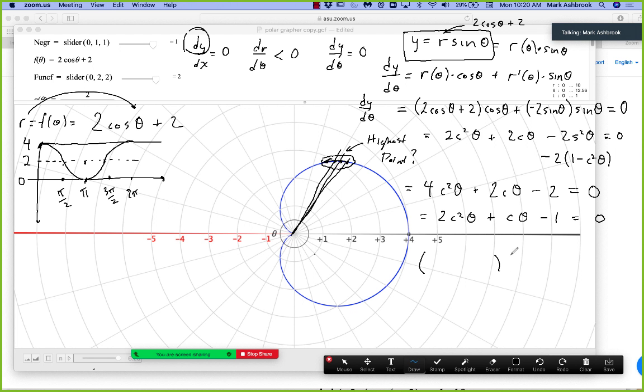So can it factor? I've got to multiply to negative 1 and add to positive 1. Can I do that? I need a negative 1 and a positive 1, and then the inner and outer terms have to add up to positive cosine. So I would do negative 1 because minus cosine, and then positive 1 because positive 2 cosine. That makes positive 1 cosine. So this means that cosine theta is 1/2, or cosine theta is negative 1.